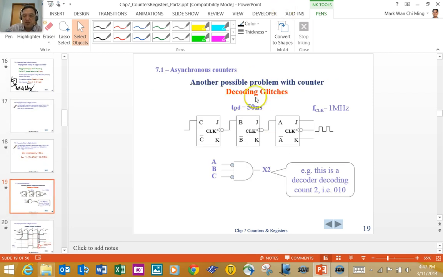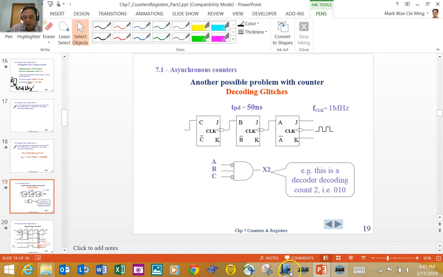Another possible problem you may encounter is decoding glitches. What does decoding glitches mean? Let's have a look. For example, I have a 3-bit counter, and I want to decode count 2. That means when my counter reaches 2, it has to let me know. For example, I have this circuit linked to an LED. So when the counter counts 0, 1, 0, the LED turns on to indicate that I have counted to 2 already. Is that okay?